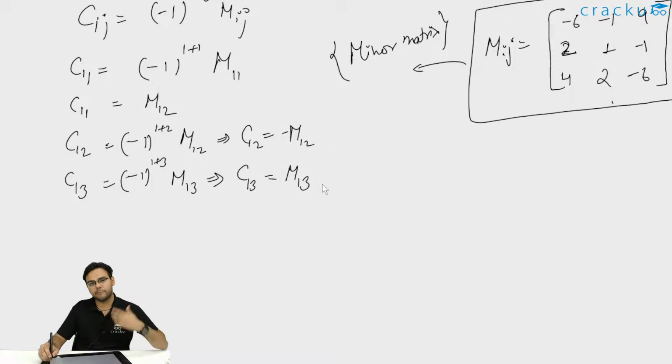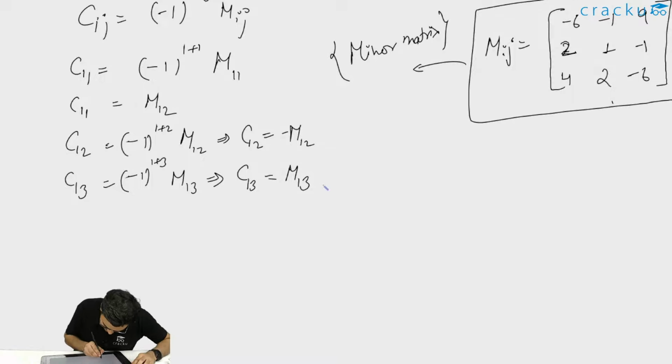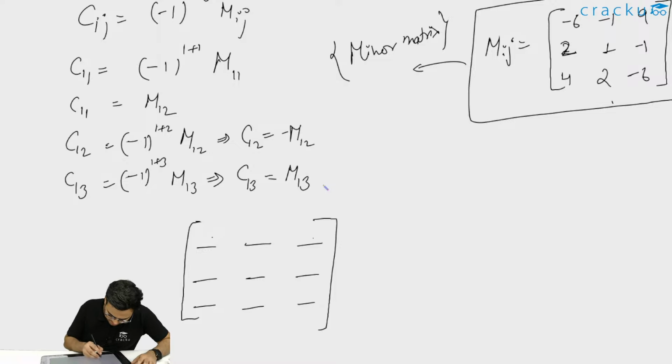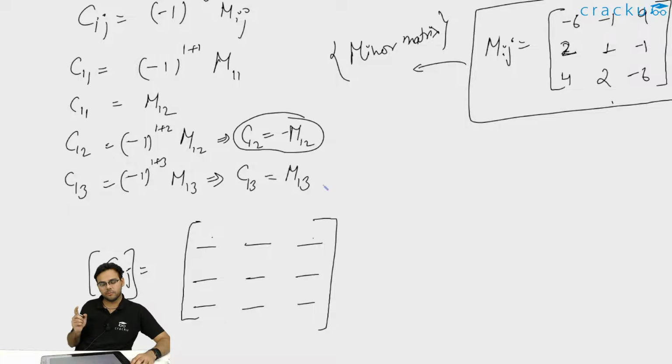So what exactly will happen in a 3 cross 3 matrix is, let's say this is your minor matrix with some elements, say A, B, C, D, E, F, G, H, I. If I have to find the cofactor matrix, that is Cij, what exactly I have to do on this minor matrix is change the signs of some of these elements, from plus to minus.